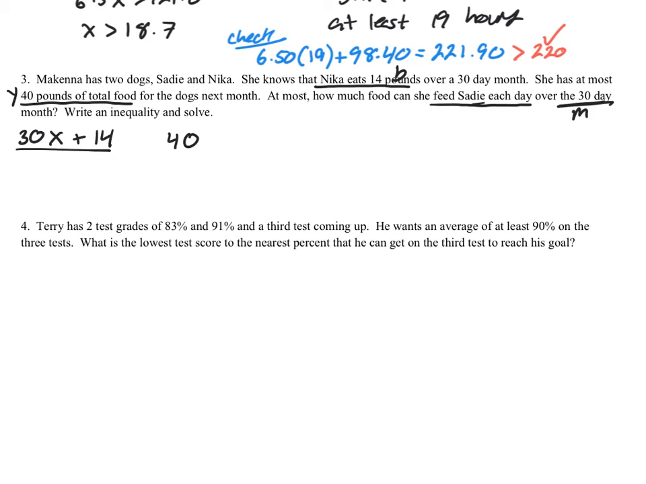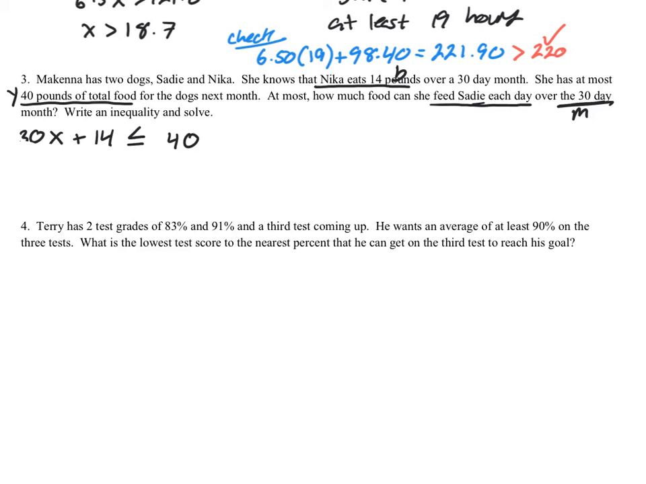Now, the left-hand side describes how many pounds the dogs are eating. The right-hand side describes how many pounds she has to feed them. Well, the dogs have to eat less than or equal to the amount of food that McKenna has available. Okay, she's not going out and buying more food. We have to stay under or exactly at that 40 pounds.